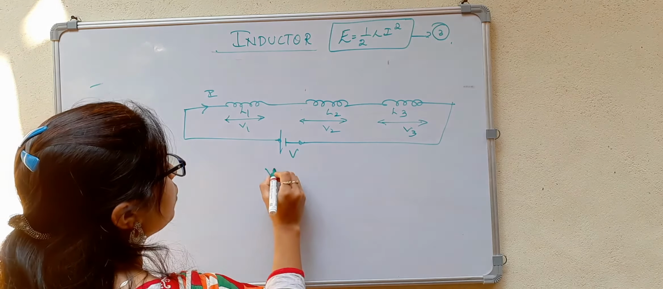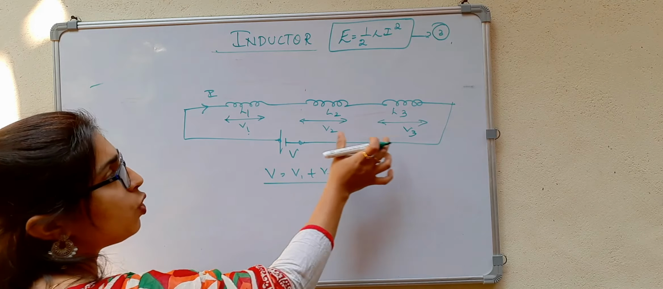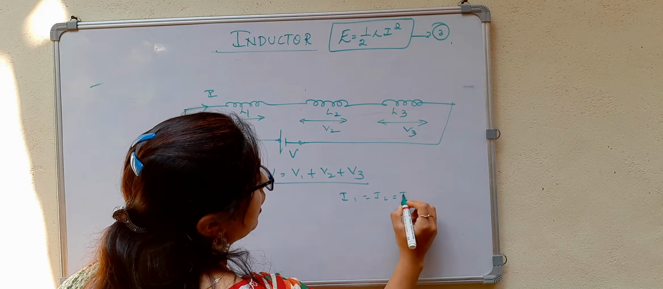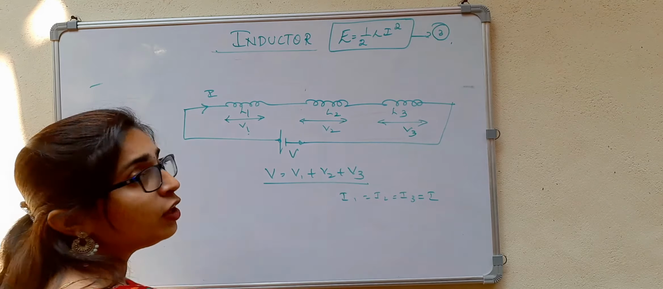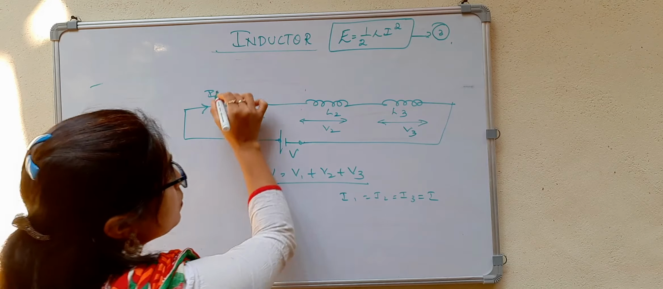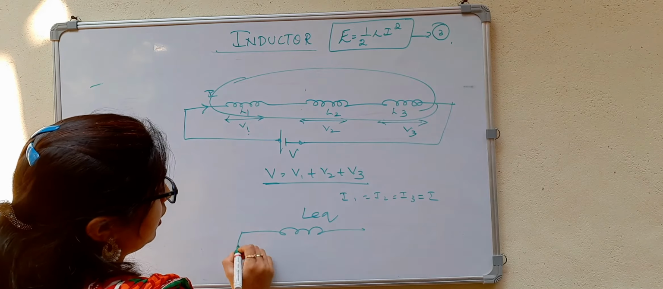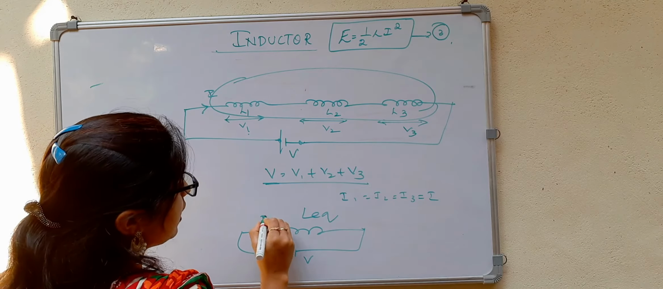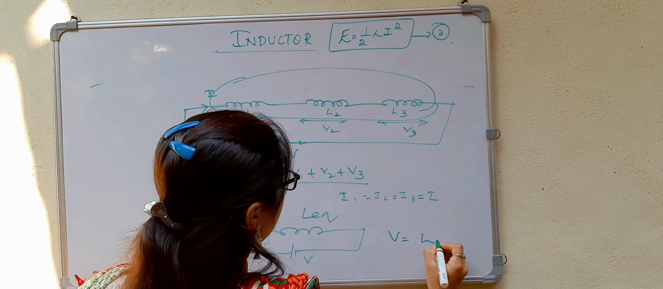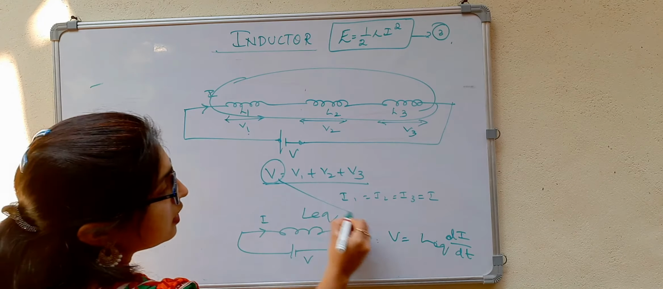So V is equal to V1 plus V2 plus V3, right? It is the sum of the voltage drops across the inductors. And the current I1 will be equal to I2, equal to I3, equal to I. That means the same current flows through the inductors. So we will find it out now. I can replace this with the equivalent inductance, L equivalent. Here there is a voltage V, this is I, this is L equivalent. So we can also write V is equal to L equivalent into di by dt. So we will consider this now.